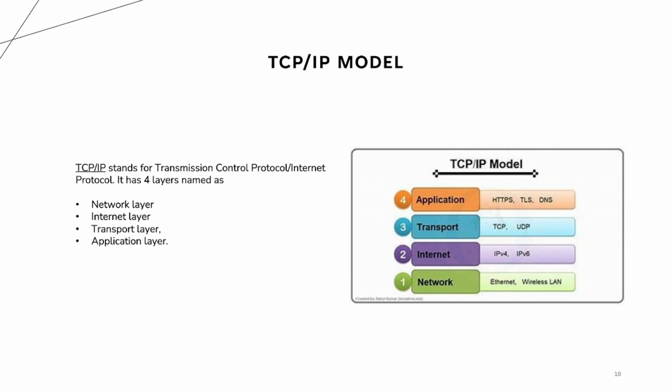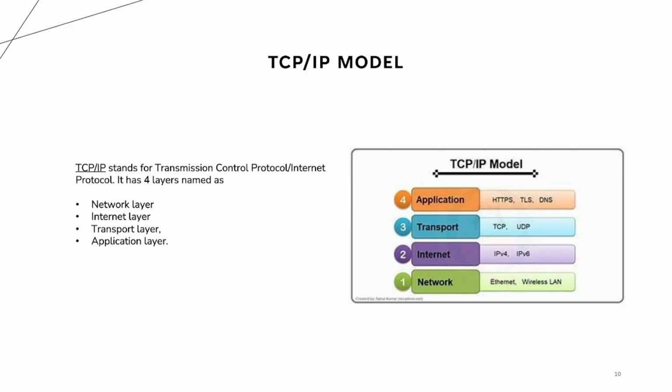Then we talk about the internet layer. The internet layer manages the addressing, routing, and IP packet delivery. This is the internet layer's responsibility. Then we move to the transport layer. The transport layer ensures reliable or fast data delivery. This is the transport layer's responsibility.